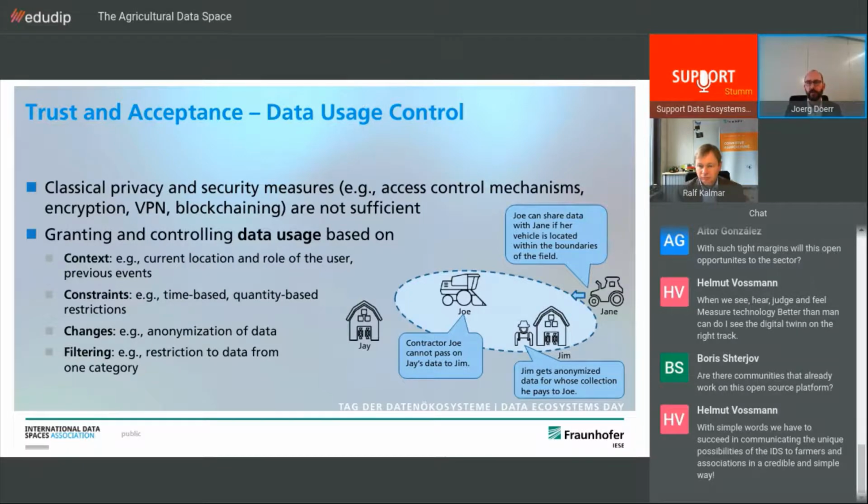Here in the picture on the right side, I put that Joe can share data with Jane if her vehicle is located within the boundaries of a field. So if you have a contractor arriving at your field, then the data is accessible. Otherwise, it's not shared by the IDS connector. Or you have time-based or quantity-based restrictions, or you filter information out, or you do anonymization on the fly, where you really anonymize the data when you want to use it for certain kinds of purposes. All that is currently possible.